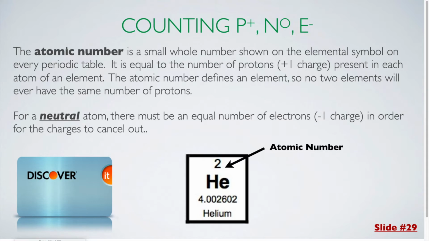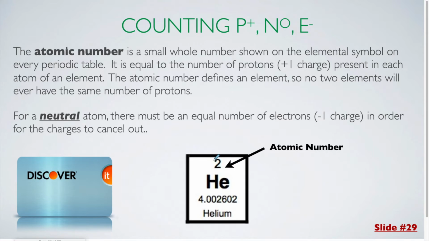For a neutral atom, there must be an equal number of electrons, or -1 charge, in order for the charges to cancel out. So here I have an example of what you would see on your periodic table for the symbol for helium. The number on the top here, the smaller of the two numbers, is the atomic number. So based on this information, I can tell that helium is always going to have 2 protons. And if this is a neutral atom of helium, it will also have 2 electrons, since those 2 subatomic particles would have to cancel out.